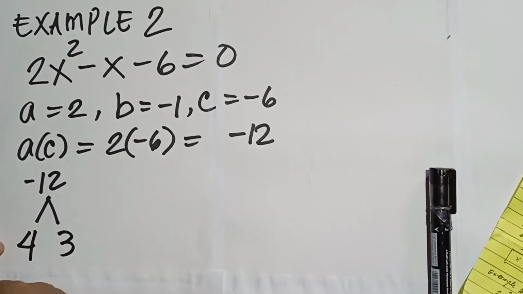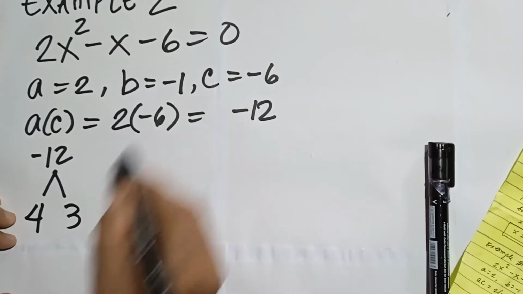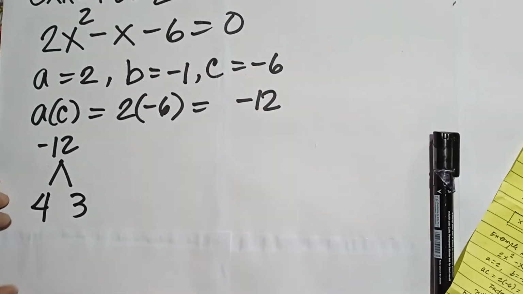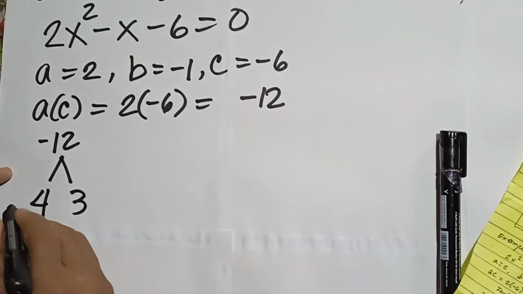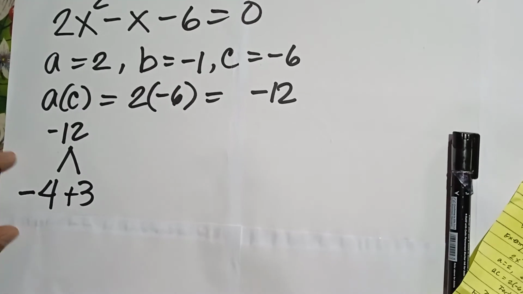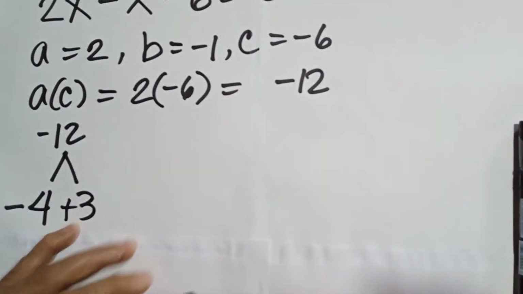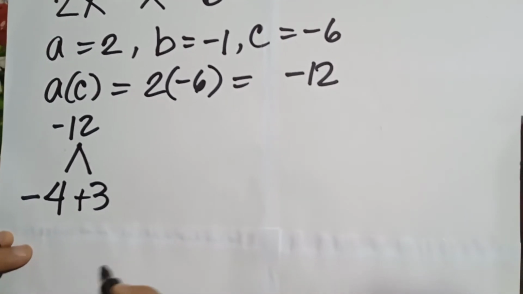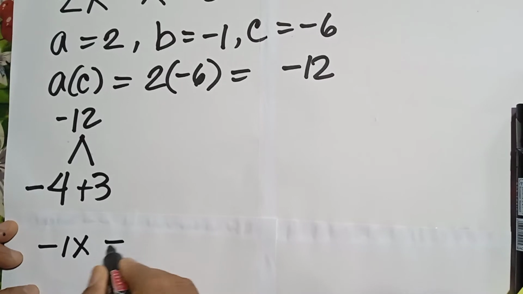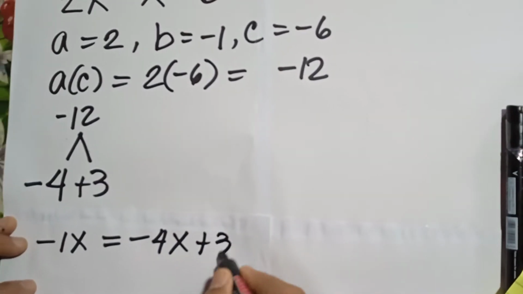4 and 3. And since the sign of B is negative, you should choose the bigger factor to be negative also. So the 4 should be negative and 3 should be positive. And negative 1x equals negative 4x plus 3x.